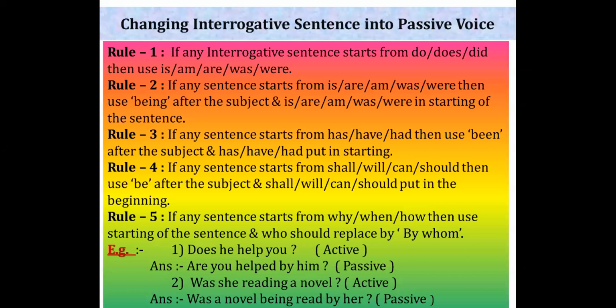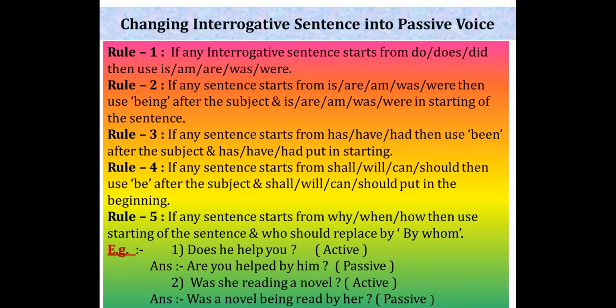When changing interrogative into passive voice, when the sentence starts with do, does, or did, use am, is, are, was, were. If the sentence starts with am, is, are, was, were, then use being after the subject and put am, is, are, was, were at the start of the sentence. If the sentence starts with have, has, had, then use been after the subject and put have, has, had at the start. If the sentence starts with shall, will, can, should, then use be after the subject and put shall, will, can, should in the beginning. If any sentence starts with why, when, how, then you have to replace it by whom.